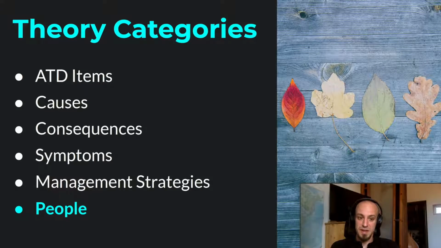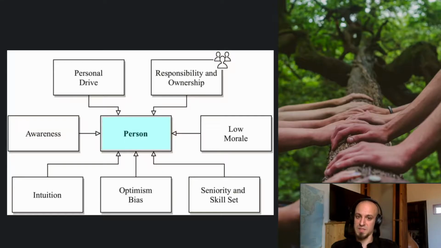People, of course, play a key role in the development of software systems, so people is also a category which emerged in our theory. And here we see, for example, how architectural technical debt can lead to a lower morale, how the seniority and skill set of people can lead to the introduction and resolution of architectural technical debt items, and the personal drive that can lead people to champion the refactoring or the maintenance of a certain architectural technical debt item.